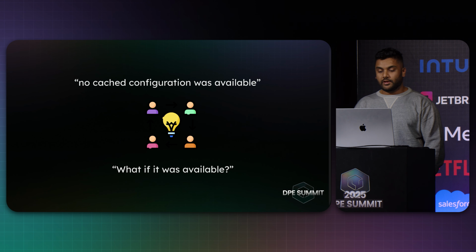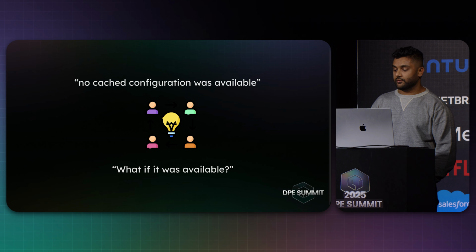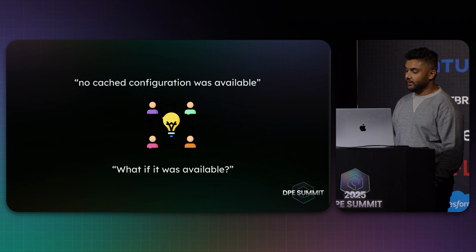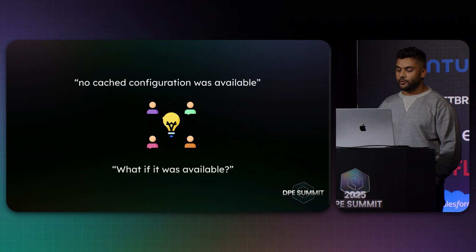During a conversation with a teammate, we were brainstorming on how to increase the cache hit rate. The cache miss reason of no cache configuration being available sparked an interesting idea. What if it was available? What if we can do something to make the cache available by the time a developer executes a build?